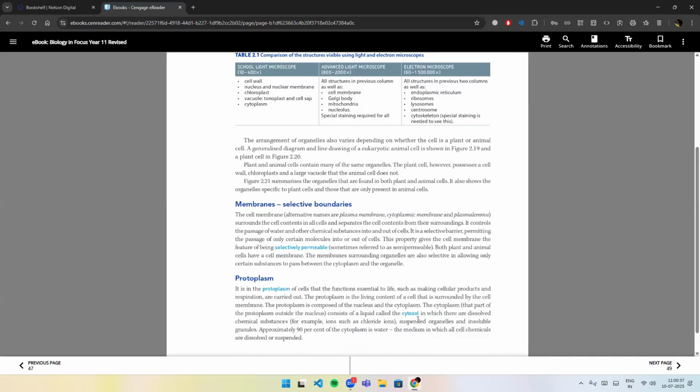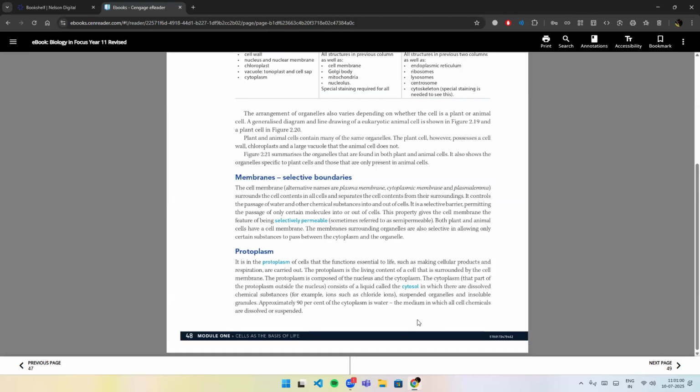A generalized diagram and line diagram of a eukaryotic animal cell is shown in figure 2.19 and a plant cell in figure 2.20. Plant and animal cells contain many of the same organelles. The plant cell, however, possesses a cell wall, chloroplasts, and a large vacuole that the animal cell does not. Figure 2.21 summarizes the organelles that are found in both plant and animal cells. It also shows the organelles specific to plant cells and those that are only present in animal cells.